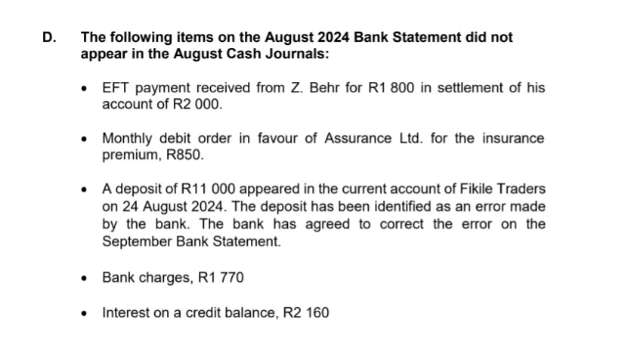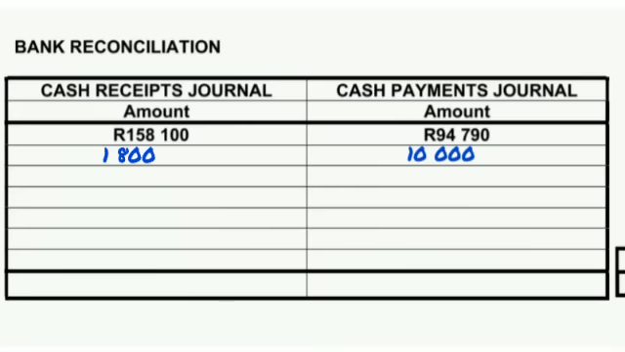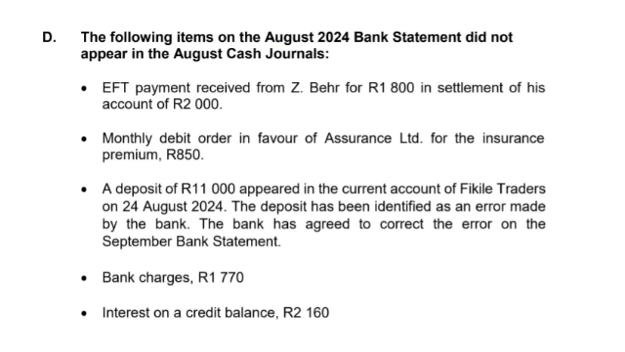The second one is the monthly debit order in favor of Assurance Ltd for the insurance premium of 850. We know that we are paying a premium or we are paying an insurance. This is a payment, so it's going to go straight into our cash payment journal. So there is nothing that we need to stress about here. It's simple and straightforward. So you're going to go to your answer sheet and in your cash payment journal record the 850 as the payment to the insurance company.